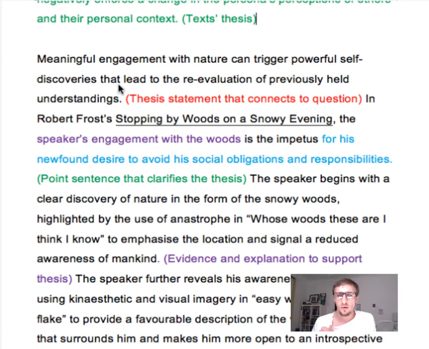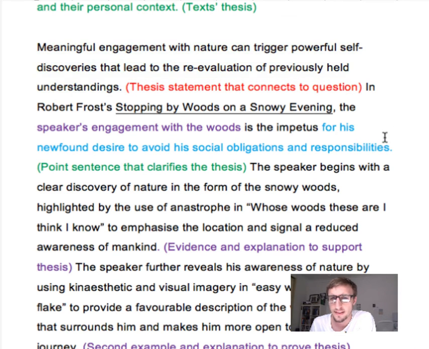So the structure of a body paragraph goes something like this. You have a thesis statement that connects to the question. So you've got in your mind what you want to talk about in a bit more detail about discovery. And in this case, I'm talking about nature and how it can trigger, so world, how nature can trigger powerful self-discoveries that lead to a re-evaluation of previously held understandings.